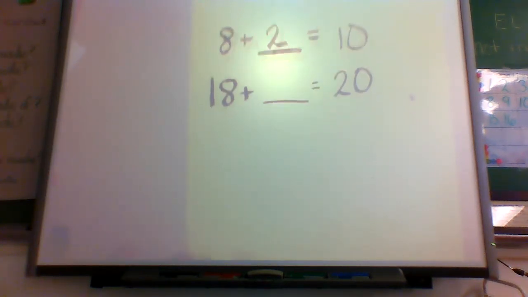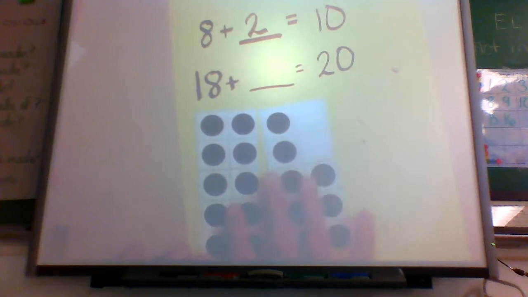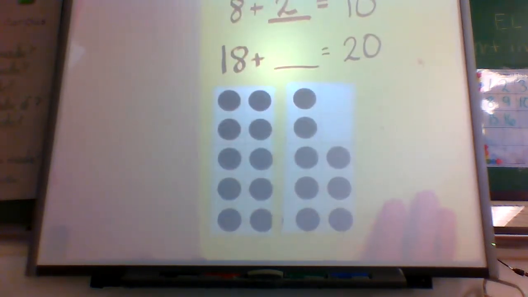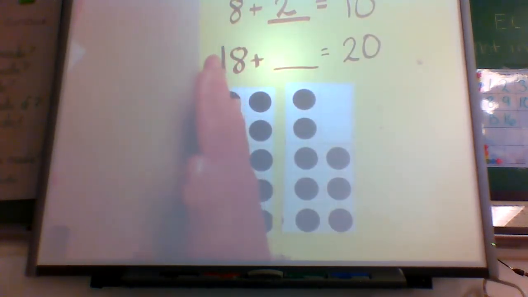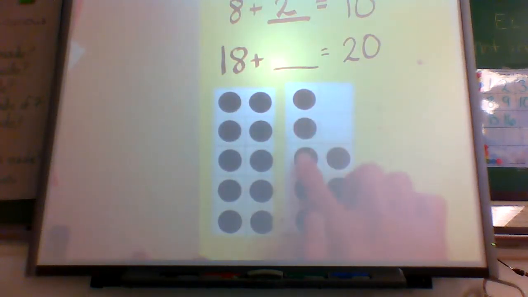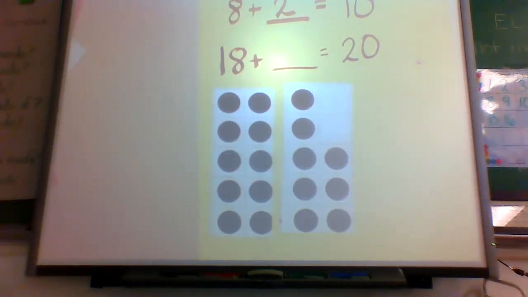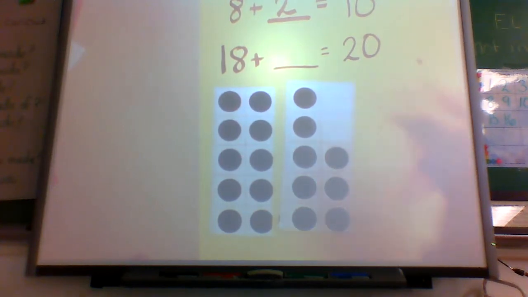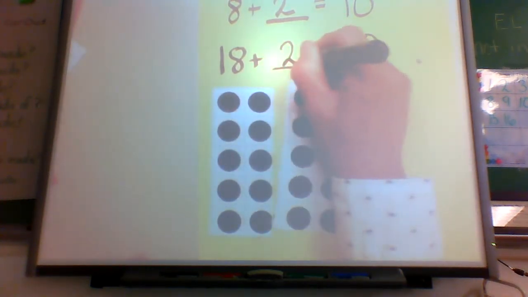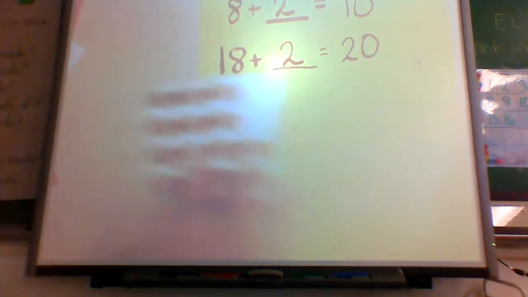And I can put my 10 frame in any direction. This is what you have, friends. You have 18. Here's one full 10, 11, 12, 13, 14, 15, 16, 17, 18. How many more do I need to fill to get to 20? Well, of course, the answer is 2. 1, 2. Now we're going to try it without using the 10 frame.